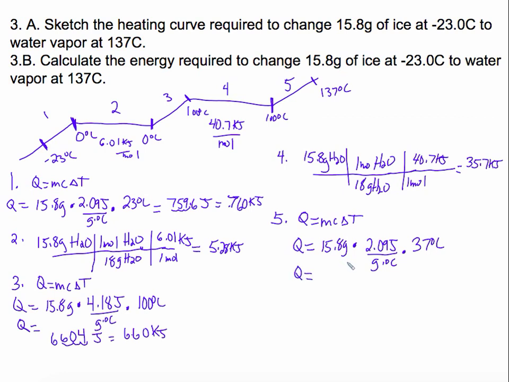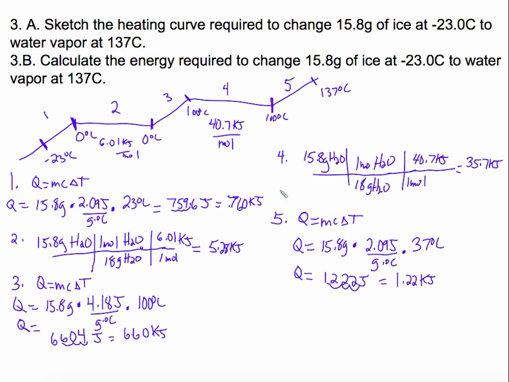So Q is equal to 15.8 times 2.09 times 37. And so it ends up being about 1222 joules. So we have to change that to kilojoules. We'll move the decimal 1, 2, 3 spots. So that's going to equal about 1.22 kilojoules.